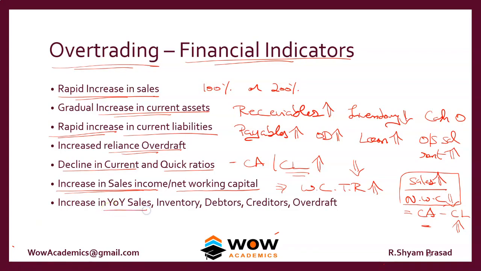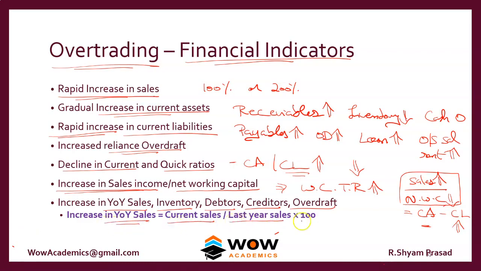You can also find that the year-on-year increase in sales, inventory, debtor, creditor, and overdraft will be high. So this is how we compute year-on-year sales: the current sales divided by last year sales into 100, you will get the year-on-year sales. Other numbers are also calculated in this manner. From an exam point of view, this is a very, very important topic, because you should be able to work out these financial indicators and then indicate if a company is in an overtrading position or not.